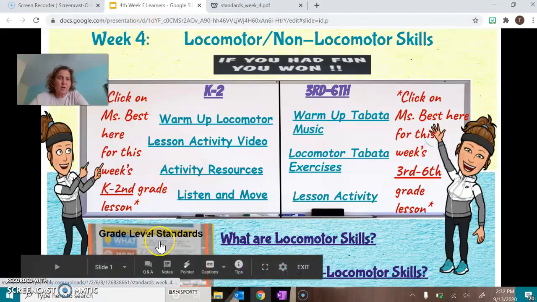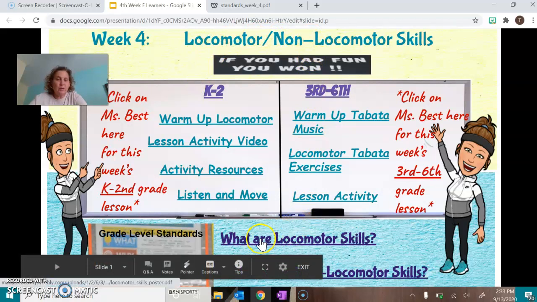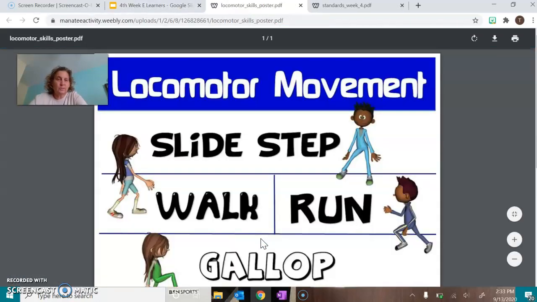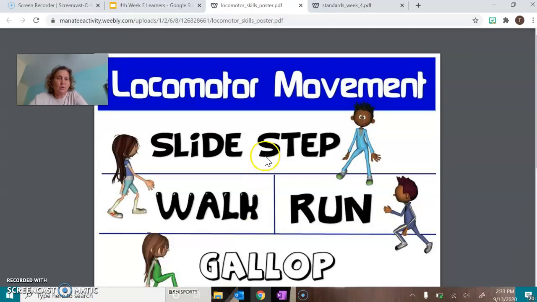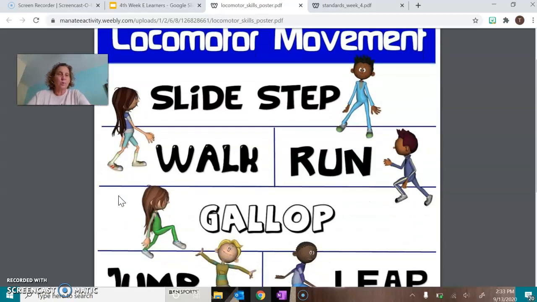The next thing we're going to talk about is what is the difference between locomotor and non-locomotor skills. So if we go down here to the bottom, it says, what are locomotor skills? If we click on that, we're going to see a locomotor movement poster, right? And this poster will tell us all the things that are considered locomotor movements. Locomotor movements are movements that you can take to get from one place to another place. So there are steps, there's some type of movement that you take to travel.